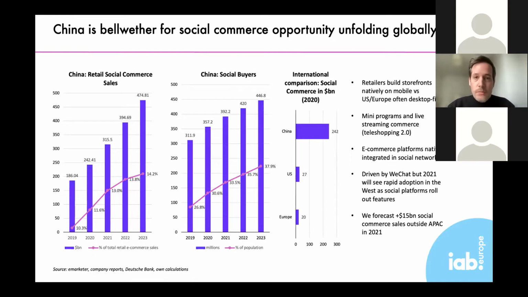But recent analyst reports from Deutsche Bank and others suggest that, for instance, Instagram alone will make around 10 billion USD in social commerce in 2021. We expect actually that across platforms dominant in the West, there will be around 15 billion plus incremental spend on social commerce in 2021. And the concept of social commerce is being expanded.